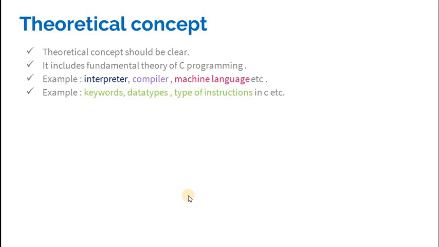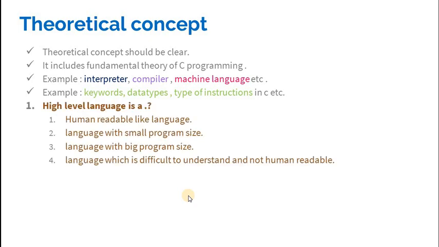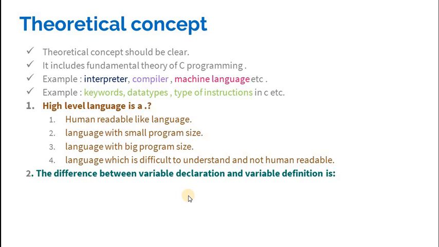For example, what is the size of integer, what is size of float, what is the size of operator itself. So these all are the theoretical concept. Okay, whatever you have gathered while during learning or during preparation, so you can just get a quick answer of that particular MCQ. So that is the theoretical concept. Okay, for example, what is high level language? Language that is human readable. The difference between variable declaration and variable definition.